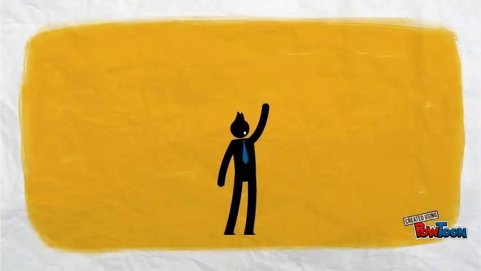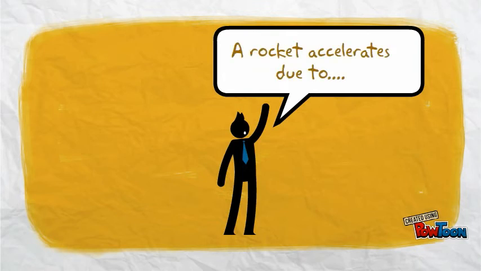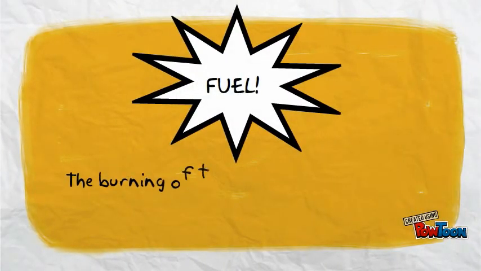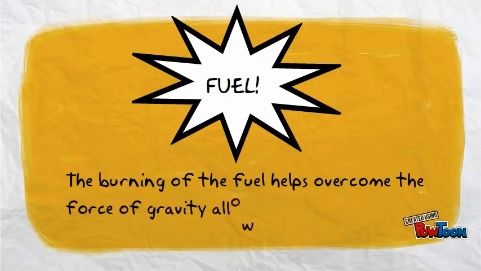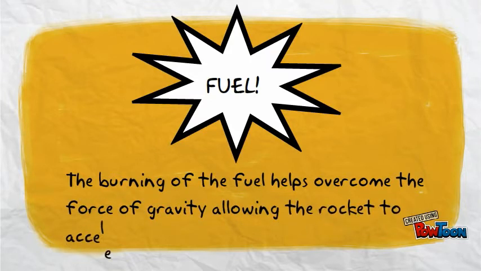Now let's look at the rocket when it's about to accelerate. A rocket accelerates due to fuel. Burning of the fuel helps overcome the force of gravity. In this case, the net force direction is upwards, so the acceleration is also upwards.